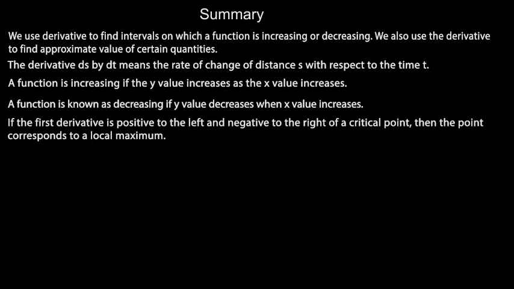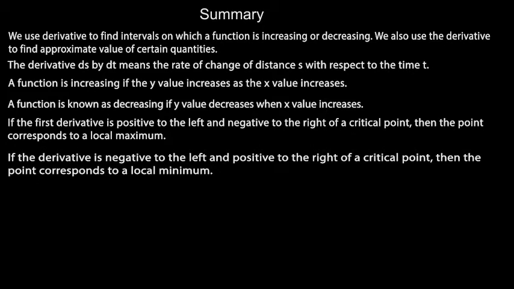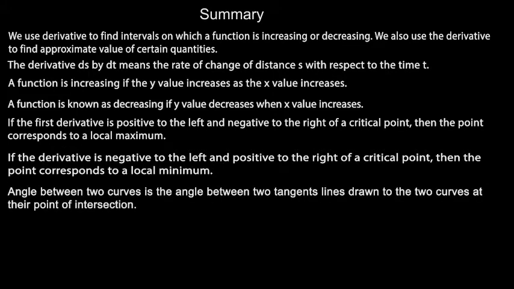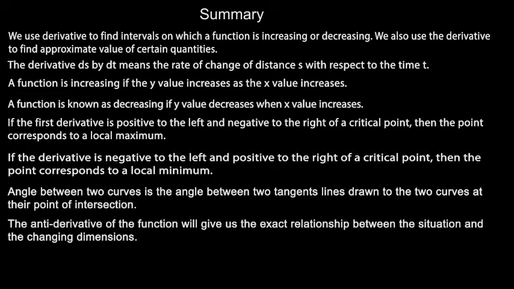If the first derivative is positive to the left and negative to the right of a critical point, then the point corresponds to a local maximum. If the derivative is negative to the left and positive to the right of a critical point, then the point corresponds to a local minimum. The angle between two curves is the angle between the two tangent lines drawn to the two curves at their point of intersection. The antiderivative of the function will give us the exact relationship between the situation and the changing dimension.